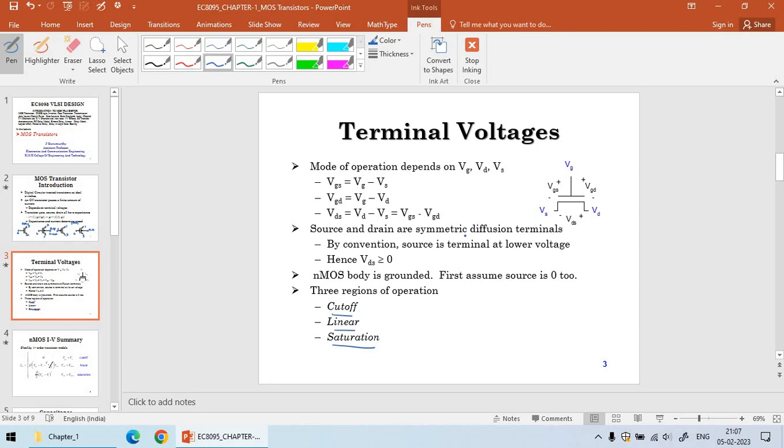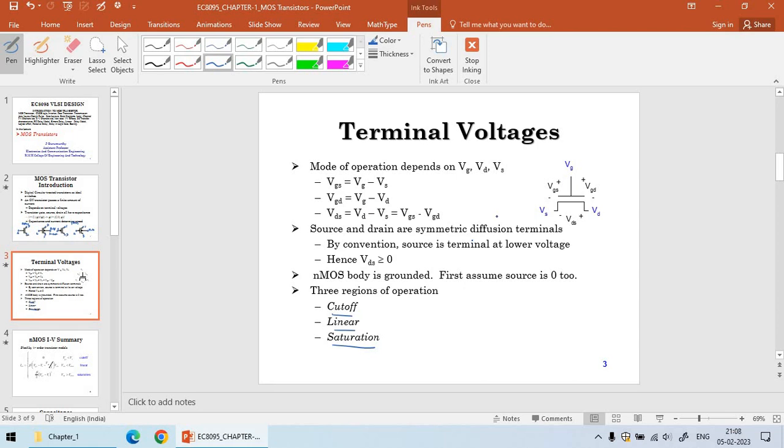Source and drain are symmetrical diffusion terminals. You can use the source as a drain or the drain as a source because both are the same diffusion. So you do not have to follow that this must be source and that must be drain. Both are symmetrical in the sense both are made out of the same diffusion, so you can use either as a drain or source.